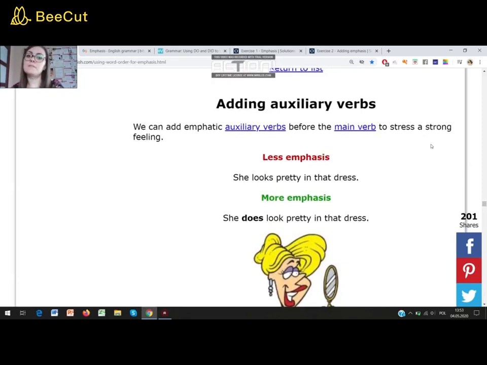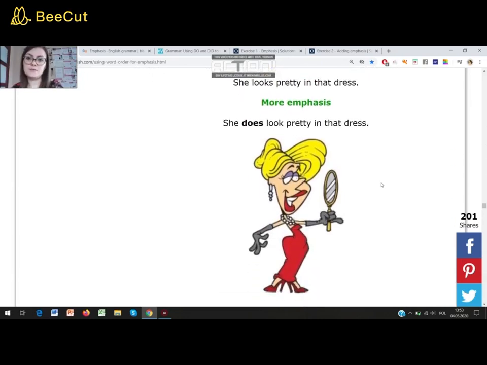Okay, another way of adding emphasis is using auxiliary verbs, right? We can add emphatic auxiliary verbs before the main verb to stress a strong feeling, and we use them mostly in present simple and past simple. Less emphasis is in a sentence, she looks pretty in that dress, and more emphasis, she does look pretty in that dress. So we use the auxiliary verb which we normally would use when we want to make a question. So here we have she, so we should use does in present simple.